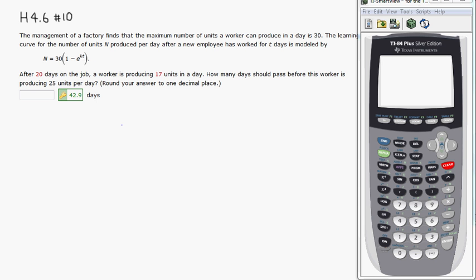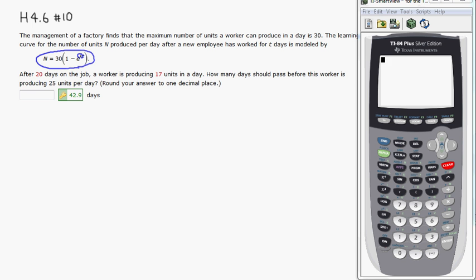Okay, let's go over homework 4.6, number 10. The formula is given right here, and then there's the unknown k sitting here. We basically want to find k, but in this case, it's probably easier to find the e to the k as a whole.